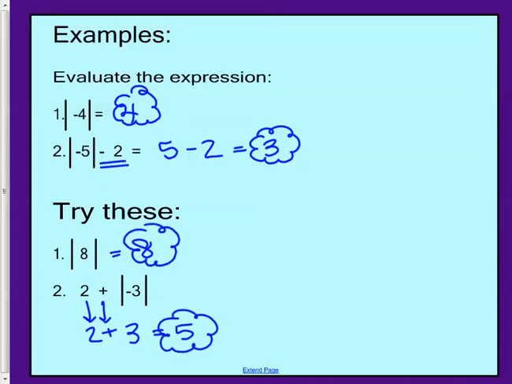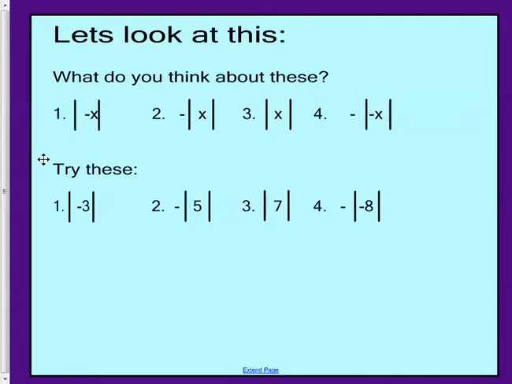Let's look at some more absolute value. What do you think about these? Okay, we know x is a variable. Write that down. It stands for any number, okay? So for this one, a negative x in its absolute value form is x.